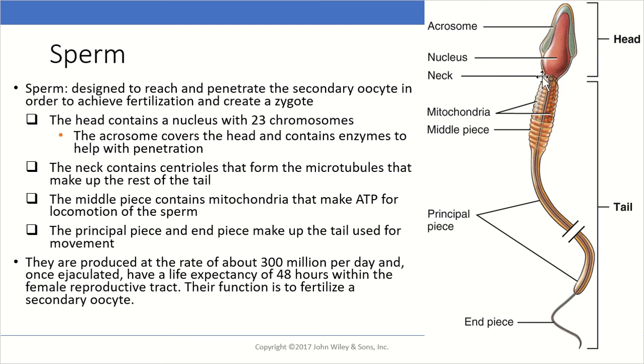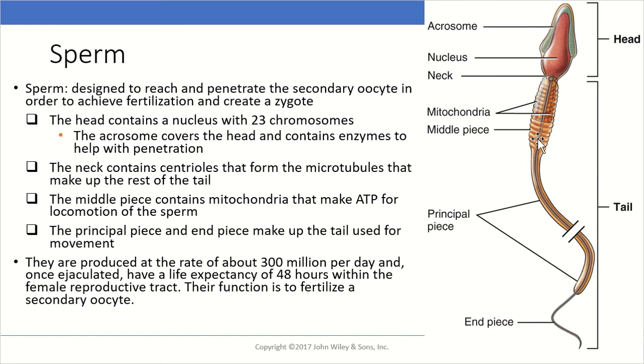The neck of the sperm is going to contain the centrioles that are responsible for forming the microtubules that are going to make up the rest of that tail. And then the middle piece, which we can see here, is going to contain the mitochondria that are necessary for the production of ATP. So basically they're producing the ATP that is going to provide energy for locomotion or movement of that sperm. And then last but not least, we have our principal piece.